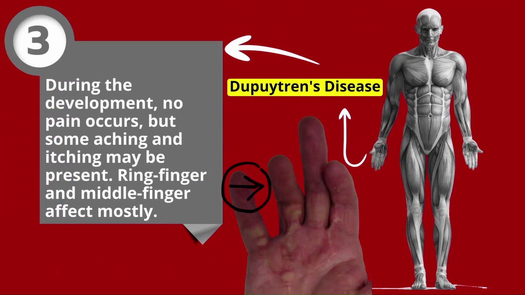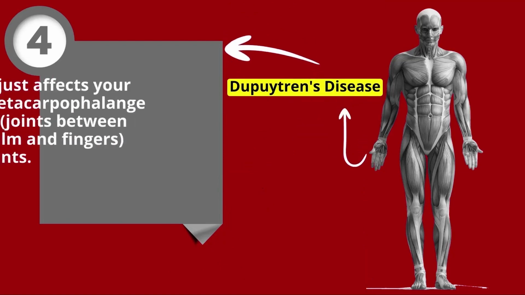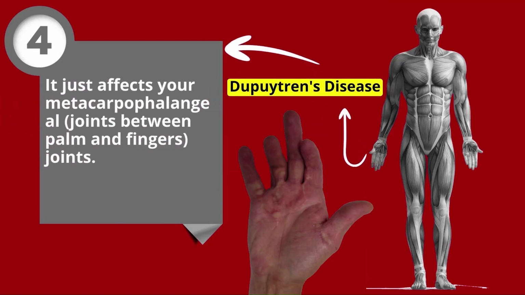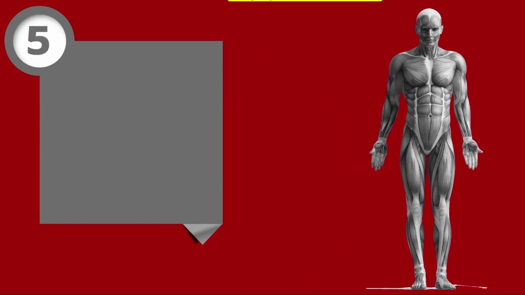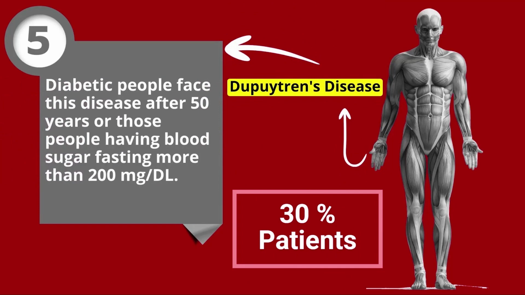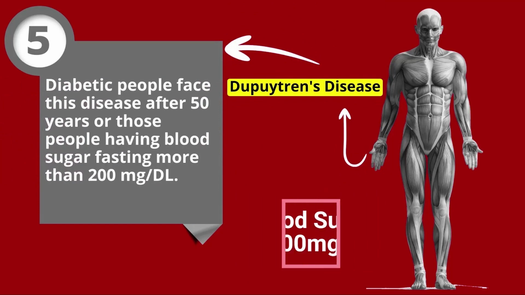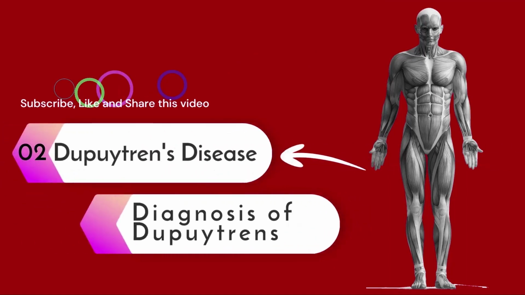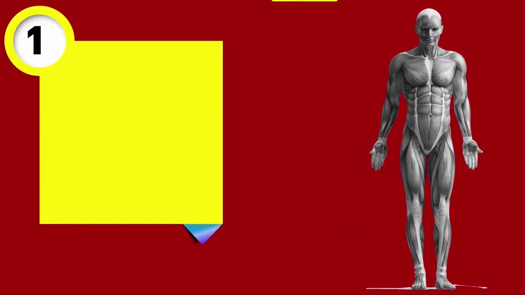It mostly affects the ring finger or the middle finger. And when the fingers become crooked in patients due to this, then the palm and finger joints are affected. Dupuytren is often prominent in diabetic patients, and 30% of patients are those who are over 50 years of age or whose blood sugar level is more than 200 milligrams. If a patient has been exposed to Dupuytren, timely diagnosis is very important, because it can be estimated from its evaluation how much it has affected the hands.